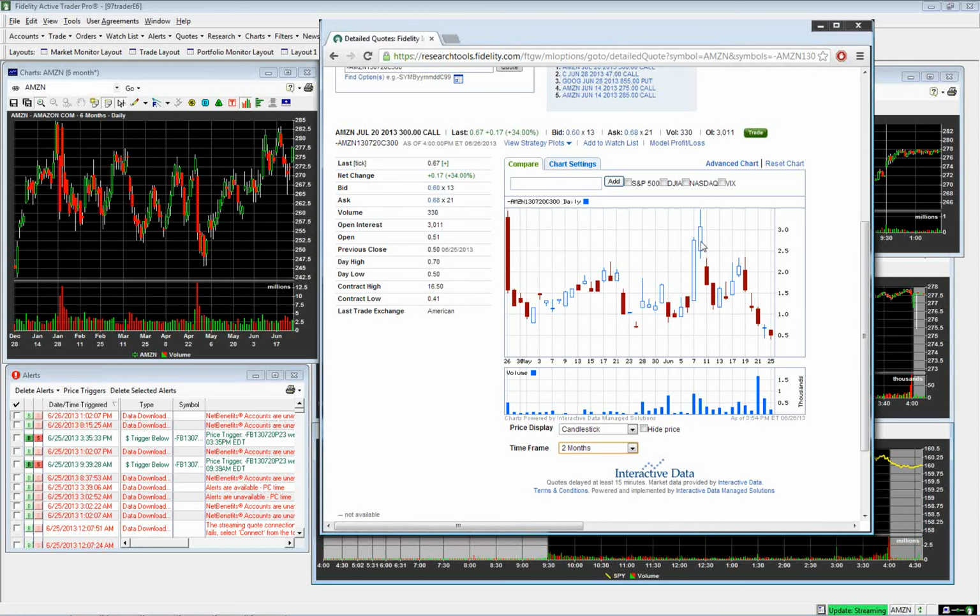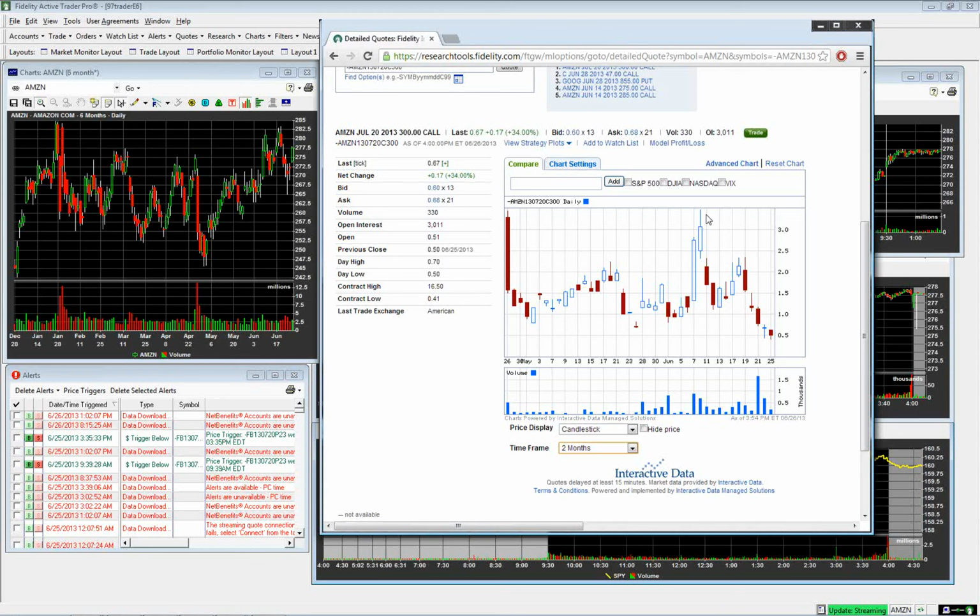Now, what happened? The market pulled the rug. And look at the value of this option now. Notice the stock is only 4 points less than where it was. But look at where the option is. The option closed at 60 cents, from up here at $3 and change. So there's time decay involved. There's sentiment involved. A lot of other things are involved with writing options.